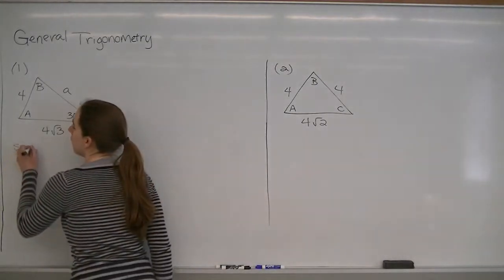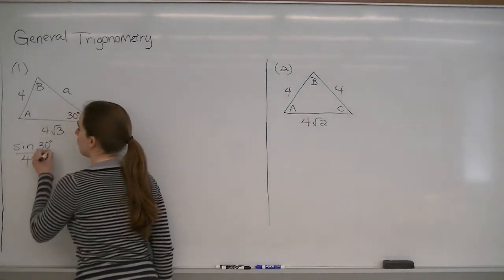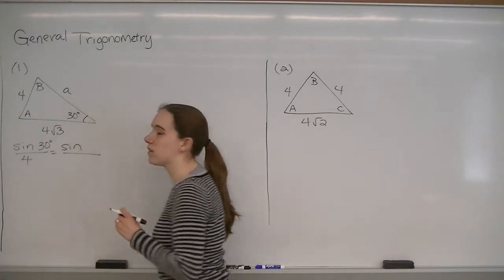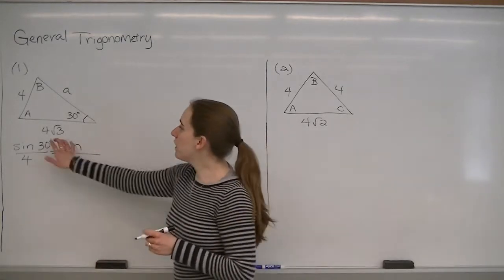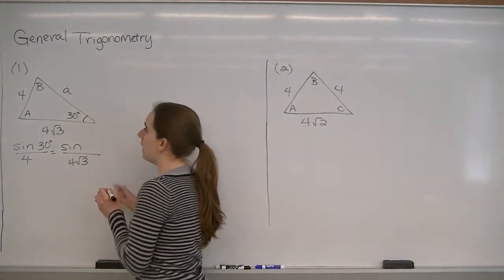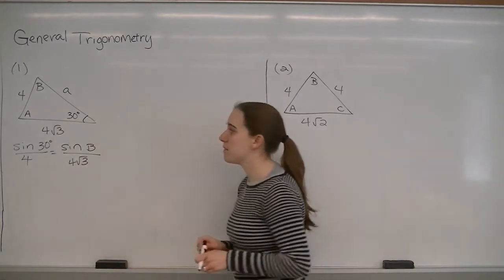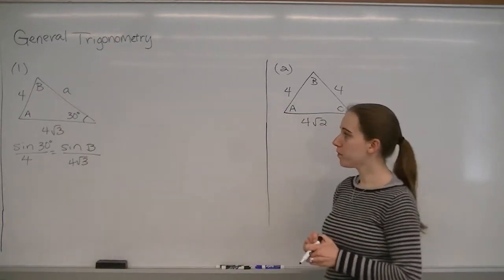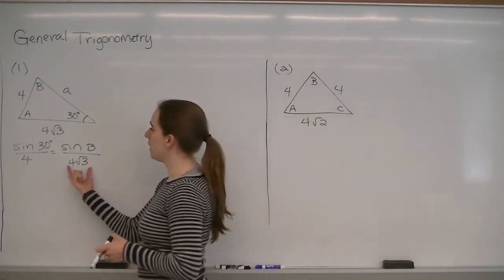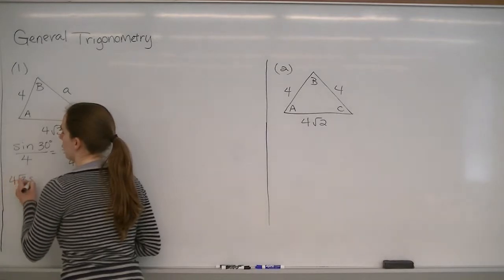The sine of 30 degrees over the side opposite, which is 4, is equal to sine of something over some other side. So this is the other side I know. So we'll put that in. And then the angle opposite is b. So we're taking the sine of b. So let's solve for b. First of all, I want to get sine b by itself, so I'll multiply by 4 root 3 on both sides.